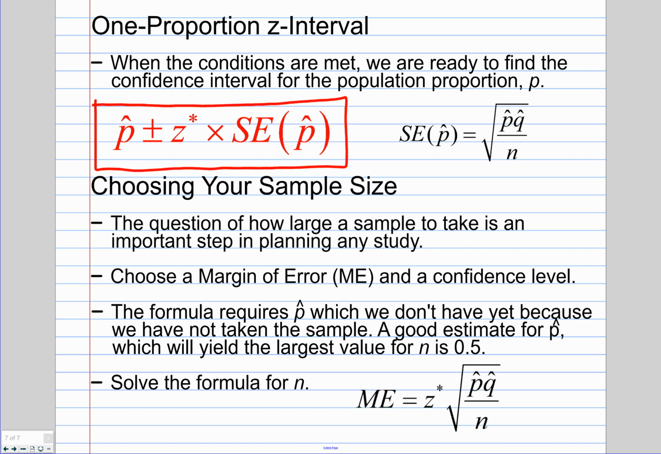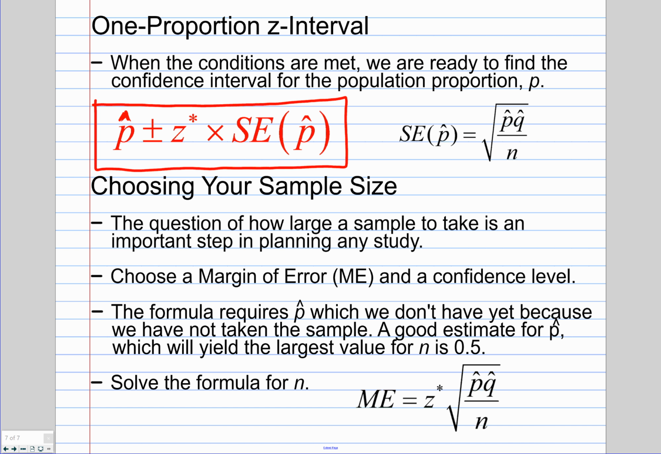So we have our statistic or estimate, which is p hat, plus or minus. It's plus or minus because we're confident that it's p hat, but we're not 100% confident that it's exactly that. So we go up a little bit and down a little bit. That's the plus or minus.